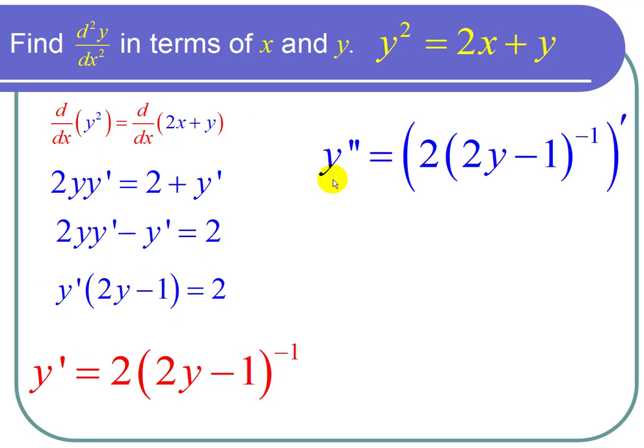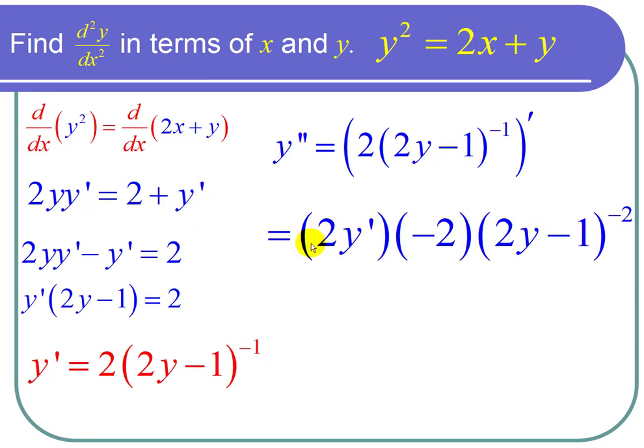So to find this derivative, I use the chain rule. The derivative of the inside of 2y minus 1 is 2y prime. And then the derivative of 2 times something to the negative first power is going to be negative 2 times that something to the negative second power. Negative 1 minus 1 is negative 2.